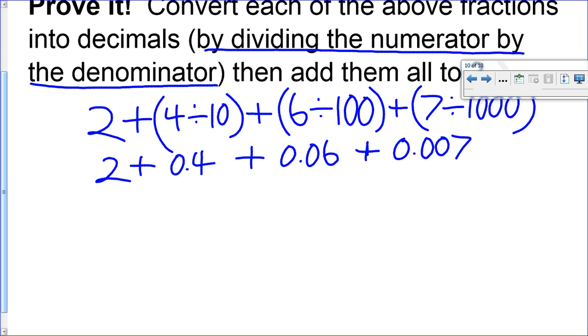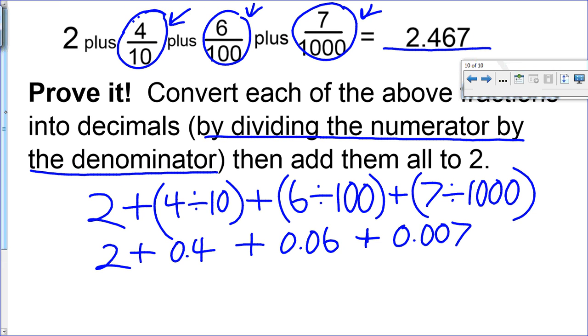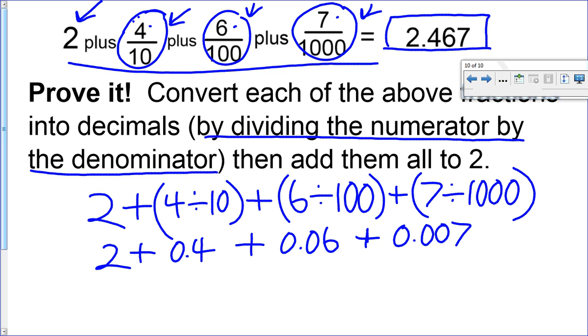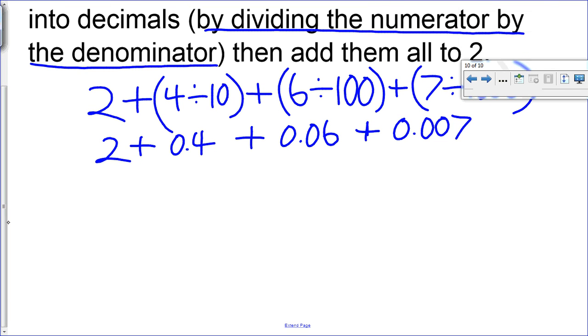Now, let's make sure we remember what we're doing. I've shown you that these successively smaller fractions, when you add them all up to the whole number, you get our number with the decimal. So that's what we're proving. So let's finish proving it.